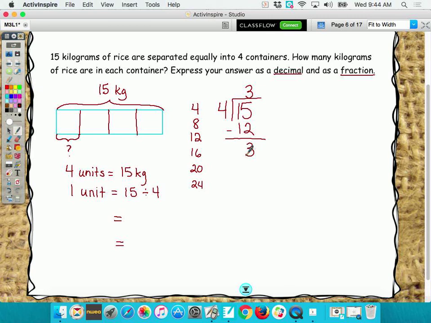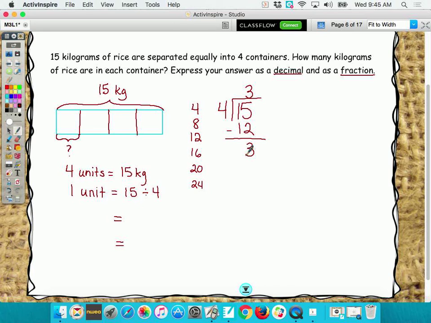Now, who remembers how to make a fraction out of your quotient, your divisor, and your remainder? Not yet. It's actually going to be a mixed number. Your quotient, your remainder, and your divisor. You remember, Tucker? Can I give you a hint? You're going to take this 3 and make a fraction out of it with the 4. A fraction is a little bit different than a decimal.